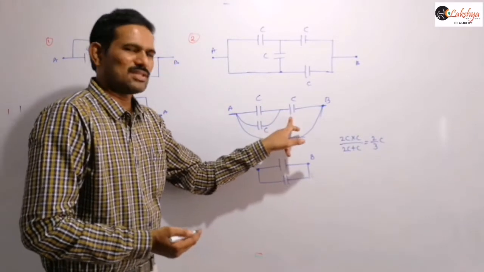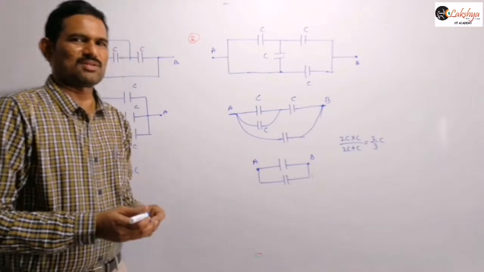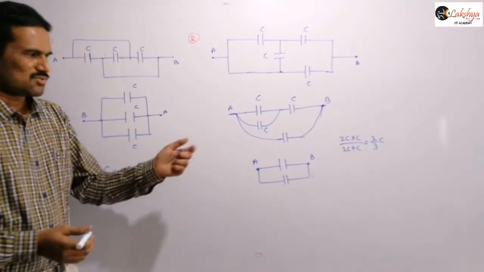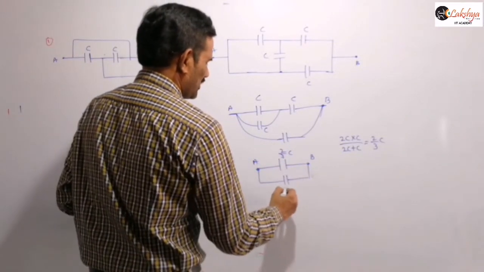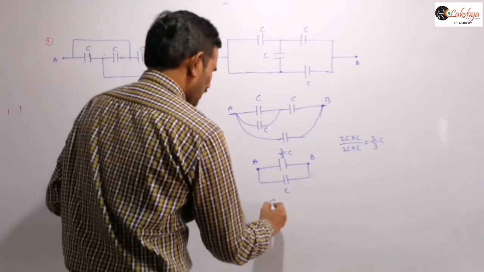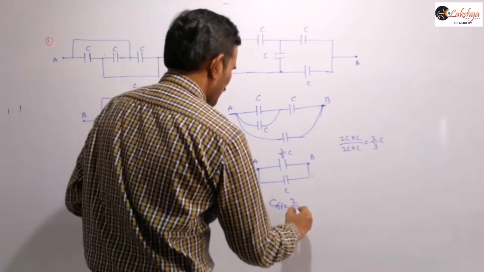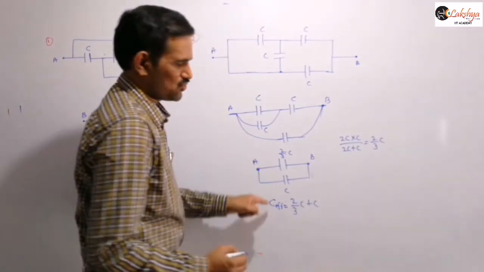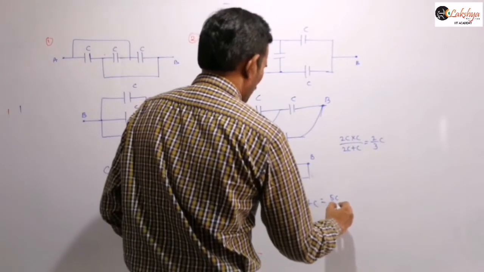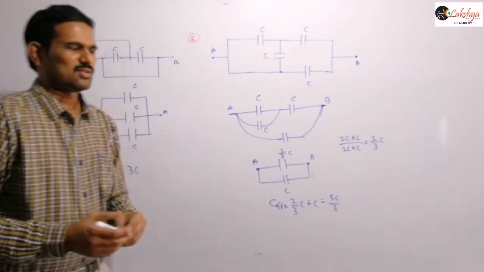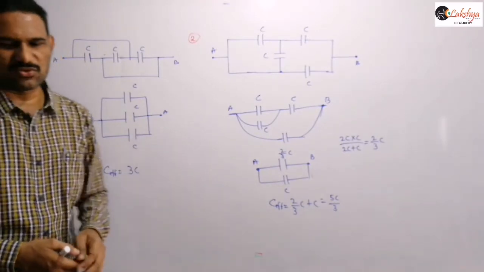That 2C will be in series with this C. And series means we need to apply the C1 C2 by C1 plus C2 formula. So then you will get 2 by 3 C. So 2 by 3 C and this is C. Therefore finally you can write this C effective is equal to 2 by 3 C plus C. Now again these two are in parallel, we need to add them. And so you can write this as 5 by 3 C. So it is the effective capacitance between those two points of the given circuit, right?